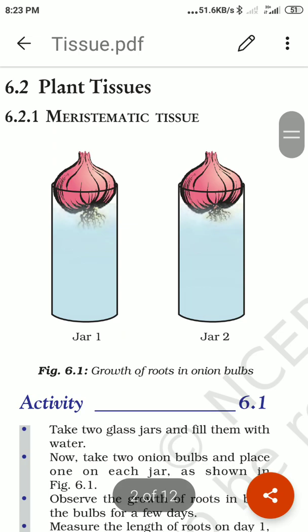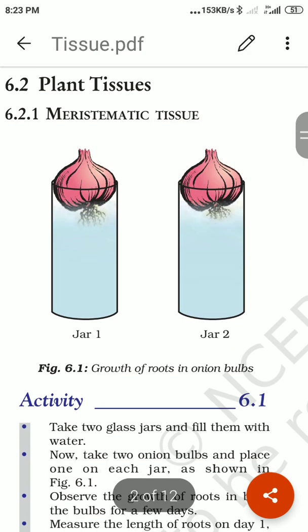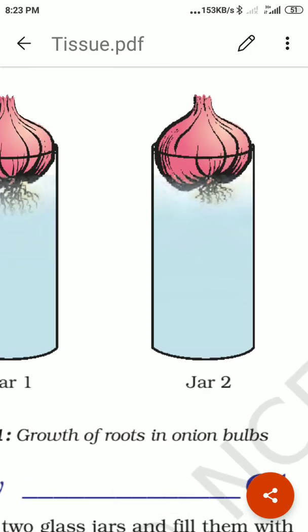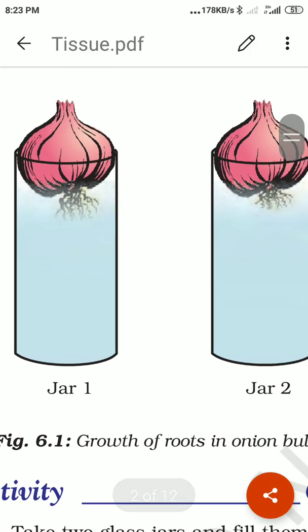Here, we want to do the experiment at home. You can check how to arrange this carefully. Take two jars like this and fill them with water. Put the onion on the jar, like this, so the roots are deep in the water. This is the roots, check properly. After one or two days, you can cut the root of that bulb.